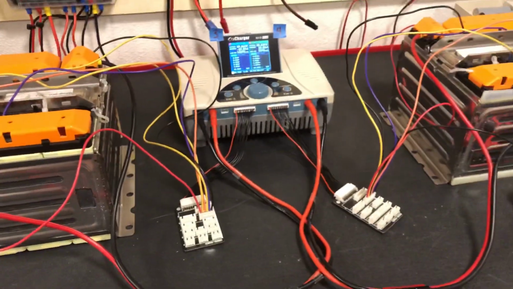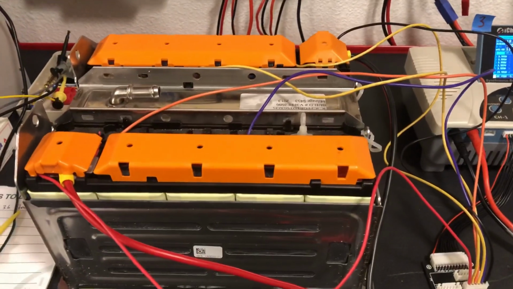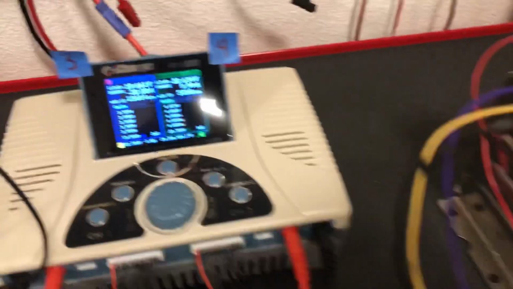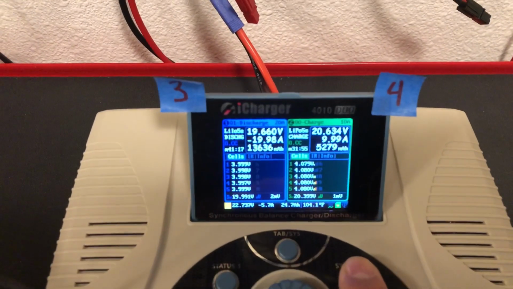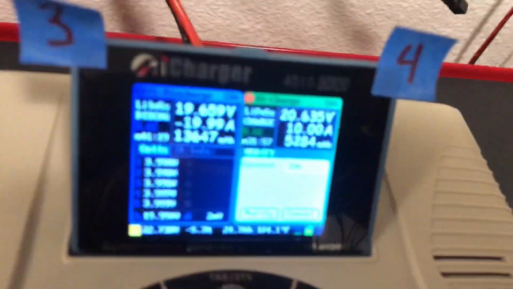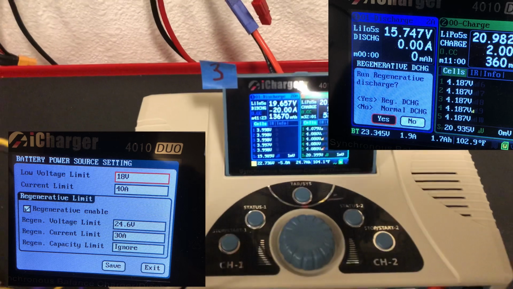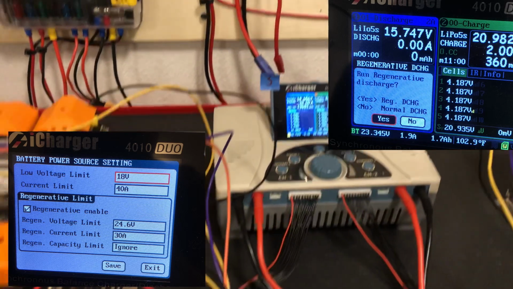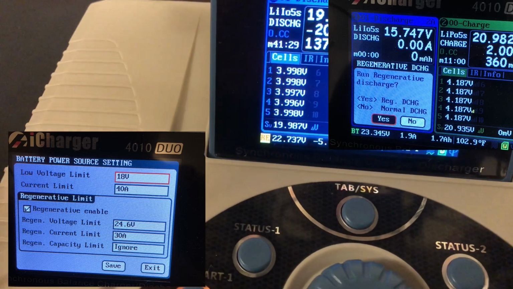So I got both channels running right now. We're discharging this guy at 20 amps, charging this guy at 10 amps. Doesn't really matter. We can bump this guy up to whatever charge level we need, but I'm not too worried about it right now. And we have a little icon in the bottom left that says RE on it.